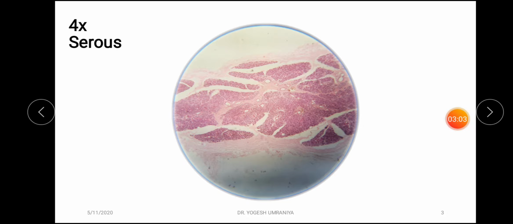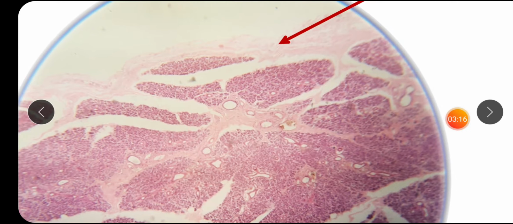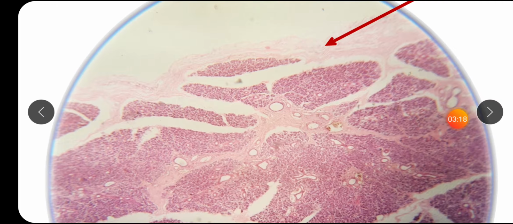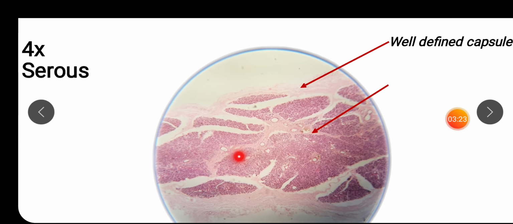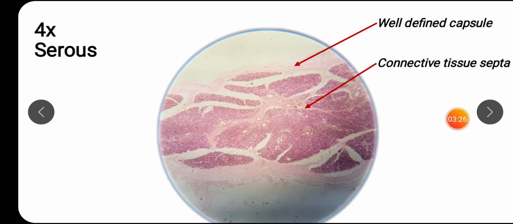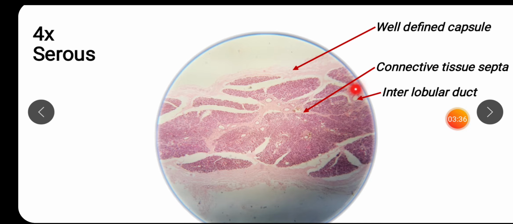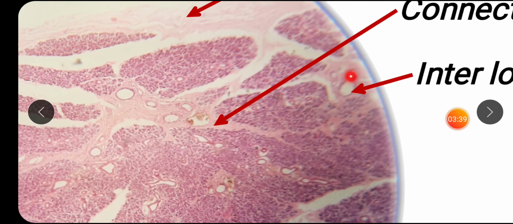This is again the image under the 4x of the serous gland, but a different microscopic field. On the top again you can see the well defined capsule here, this region. Next, this is the connective tissue septa that is dividing this gland into the various lobes. Within this connective tissue septa you will find the duct that is termed as the interlobular duct.